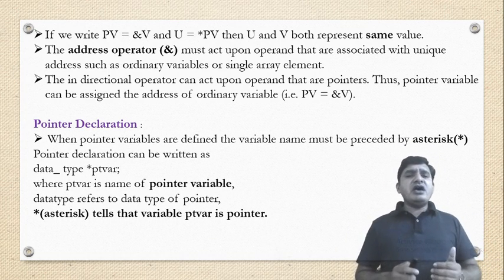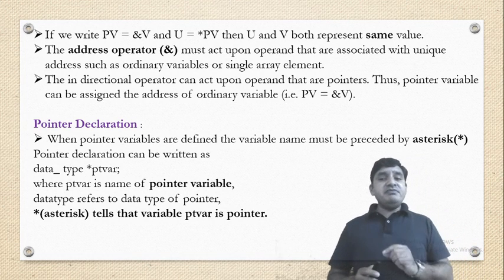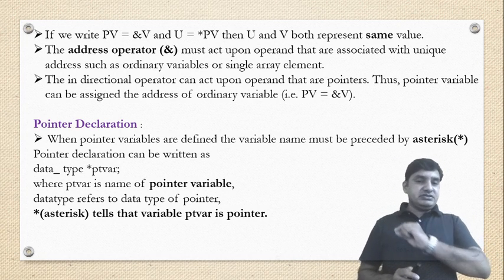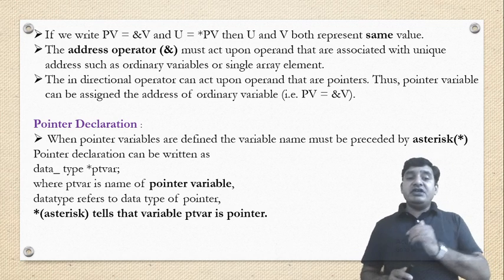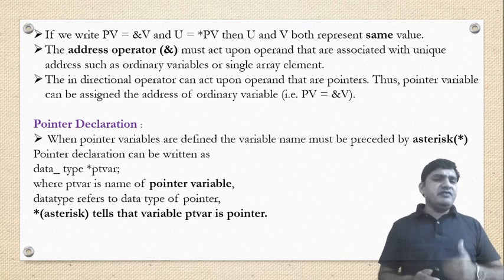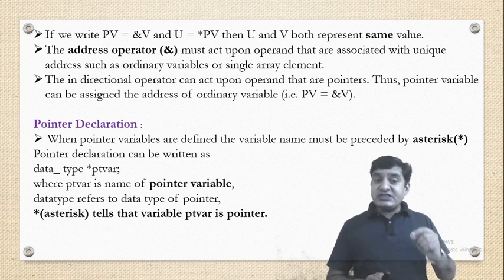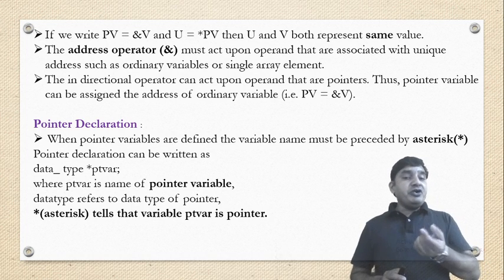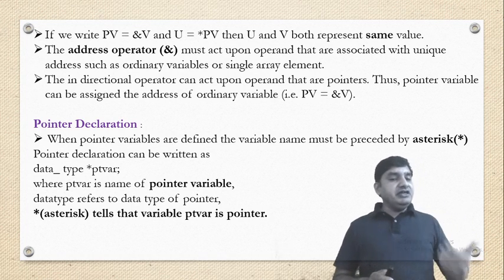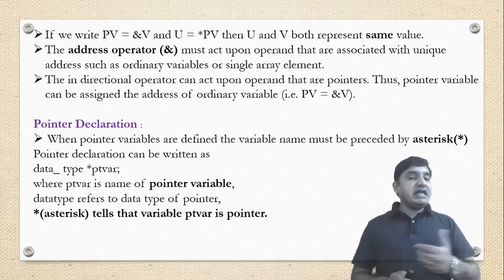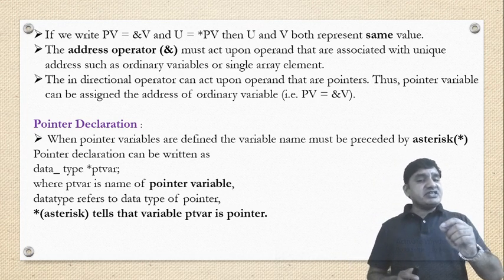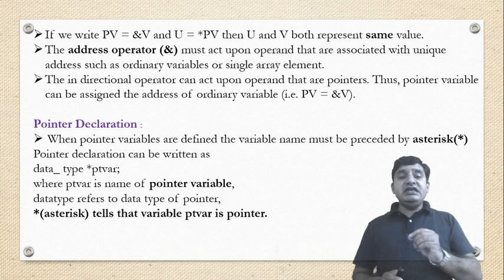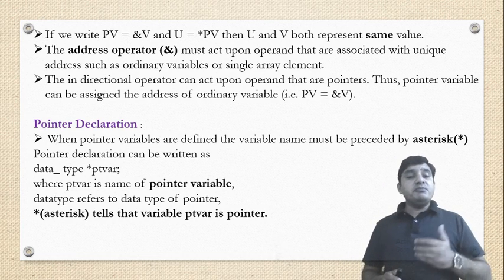When pointer variables are defined, the variable name must be preceded by an asterisk. A pointer declaration can be written as data type, asterisk, p, that is the pointer variable. The data type may be integer, float, or character, and the asterisk sign represents that the variable ptvr is a pointer.